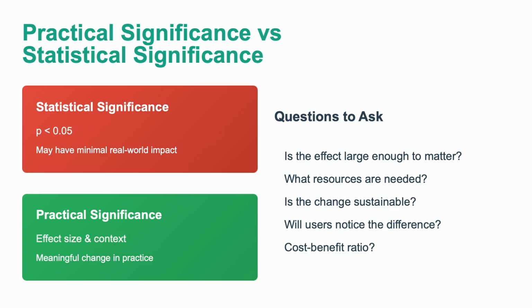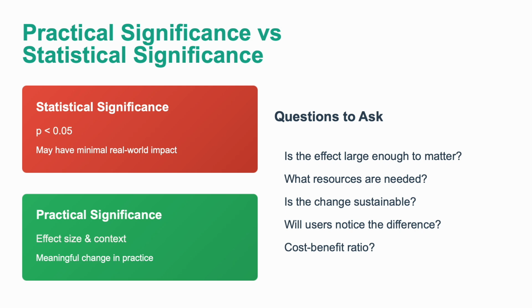We must distinguish between statistical and practical significance. Statistical significance, p less than 0.05, tells us an effect probably isn't due to chance. But it says nothing about whether the effect matters in practice. With large samples, tiny effects become statistically significant. Practical significance considers effect size and context. It asks, does this make a meaningful difference in real-world settings?